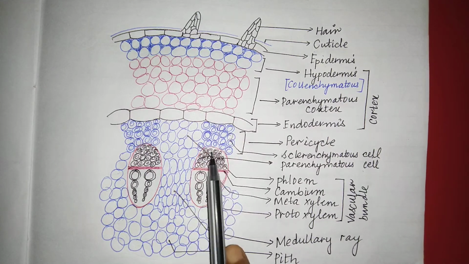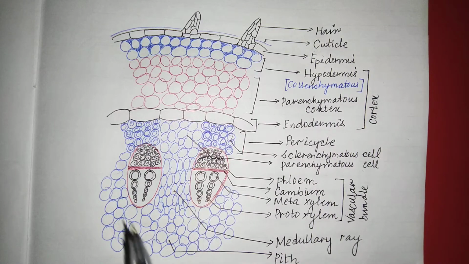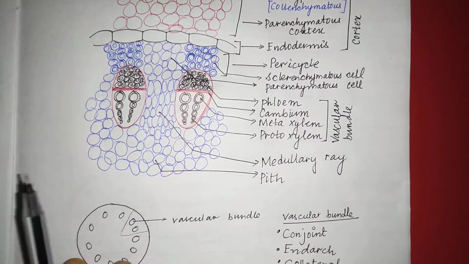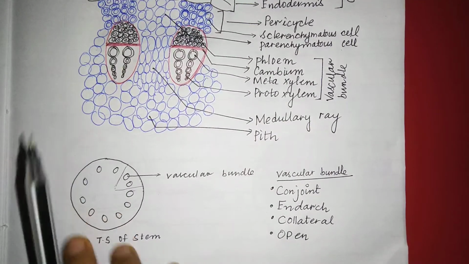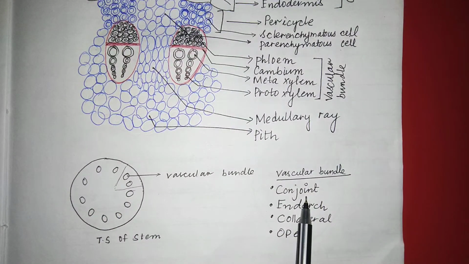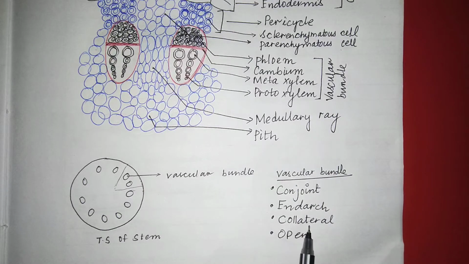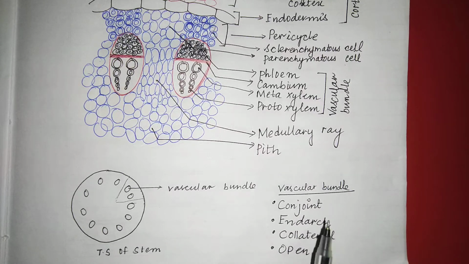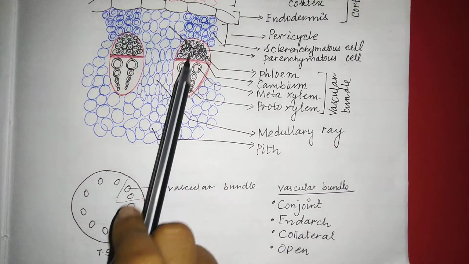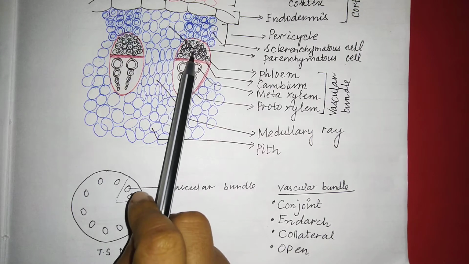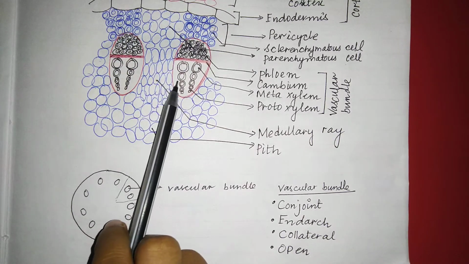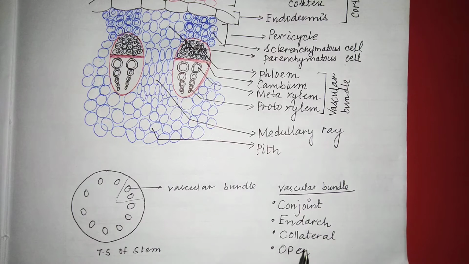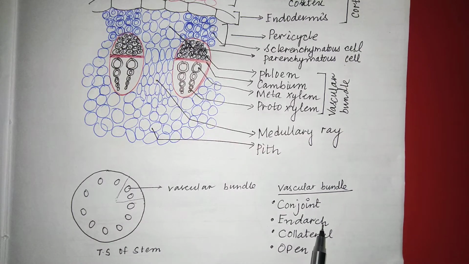So now let's see the structure of the vascular bundle or the arrangement of the vascular bundle. The vascular bundle of dicot stem are conjoint, endarch, collateral and open. The vascular bundles of dicot stem are conjoint, means the xylem and phloem are present at the same radius. Here the xylem and phloem are present at the same radius. No separate radius is present in dicot stem, and the vascular bundles are in endarch condition.